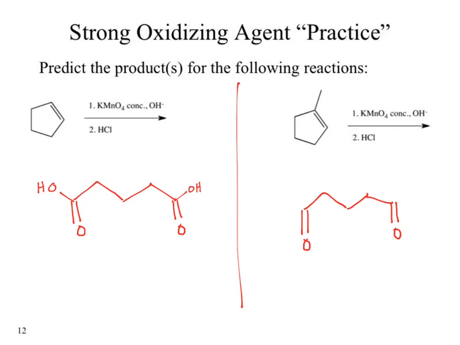Second reaction. What do I need to add? What's the biggest thing missing right now in what I've got drawn? The methyl. I'm missing that carbon. That carbon was attached to the alkene, and that alkene became a carbonyl. So one of those, I'd better have a methyl hanging off of it.